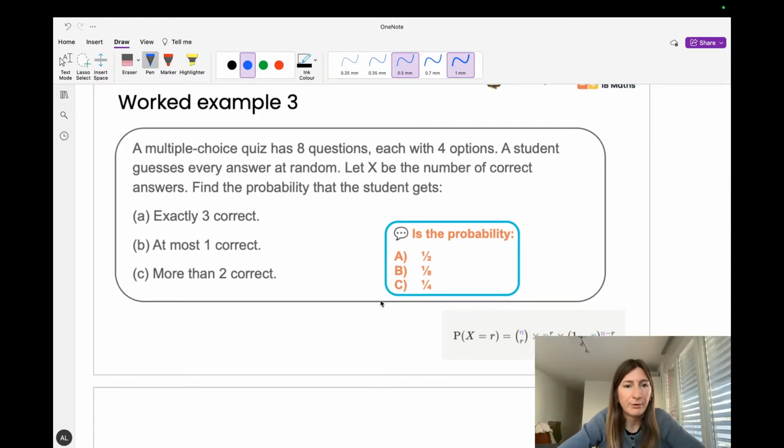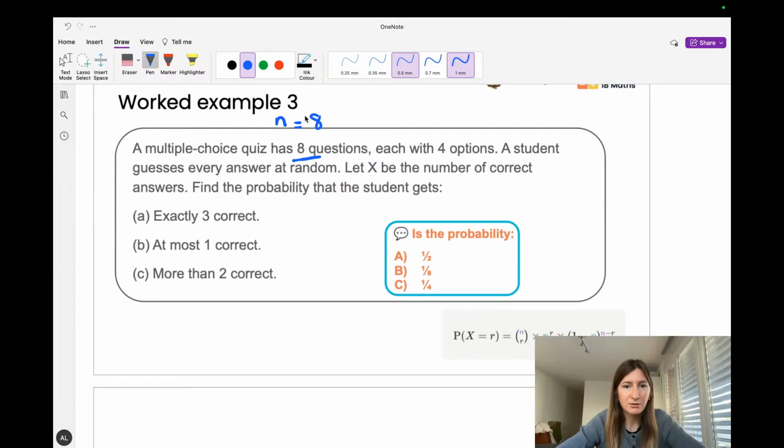Let's do one more worked example, and then we'll move on to the exam past paper questions. So a multiple choice quiz has 8 questions. So what are we thinking? Alarm bells ringing again. 8 questions. That means 8 trials. N equals 8. Each with 4 options, right?